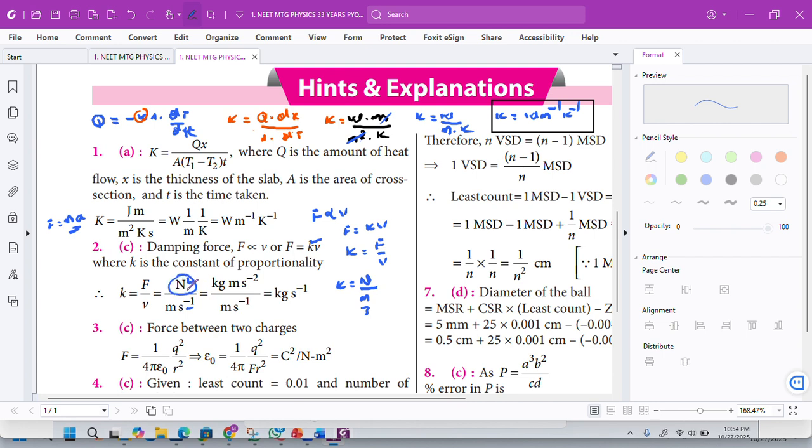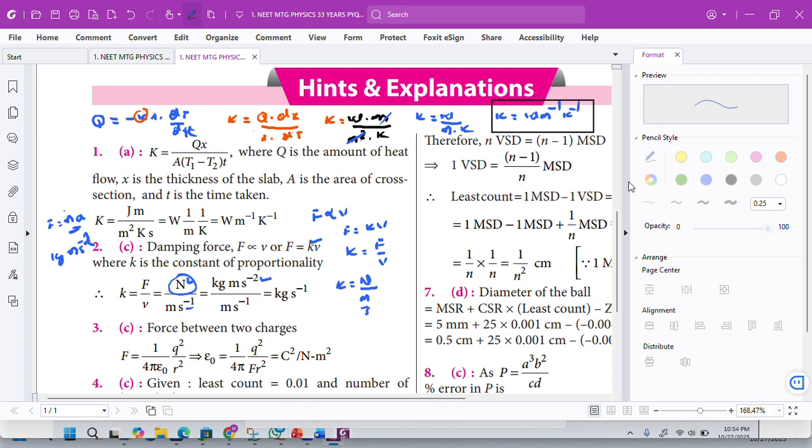Then what is the unit for Newton? Newton is nothing but M into A. M is mass of the object, which is kg. Then acceleration is meter per second square, so meter second to the power of minus 2, dear students. So the same thing I have written: kg meter per second square, divided by meter per second.